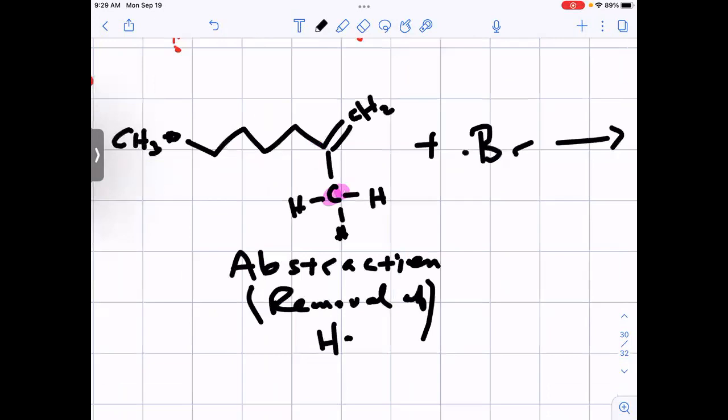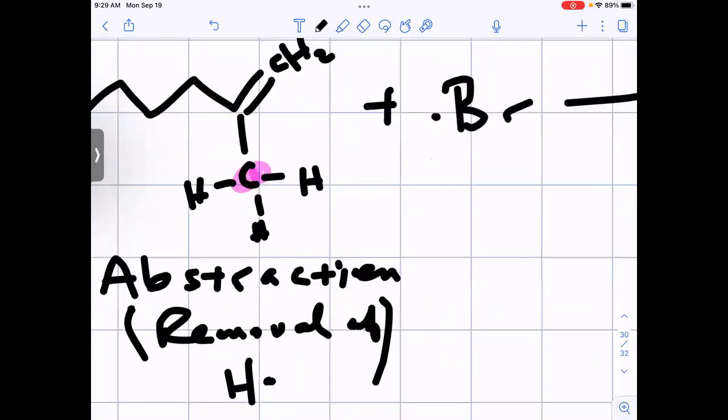Anybody? The radical makes new radicals. Yes, you're going to make a new radical. I agree with that. But let's say this is what's really happening. We're going to break the CH bond homolytically. All right, so I'm going to extend that bond out some. We're going to break this CH bond, and we're going to do it homolytically. Right? And we're going to use bromine to do it.